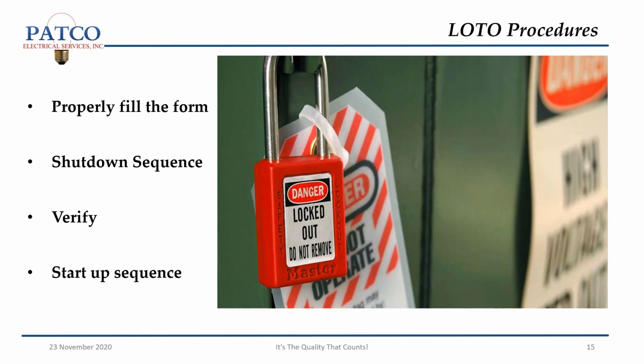Lockout tagout procedures. First and foremost, make sure you properly fill out the form. It's part of the job. It's got to be filled out if you're doing a lockout tagout. So first, you pull up the form on the iPad. You put your work order in, the date, time, the authorized employees that'll be working, the affected persons, the employees of the place we're working at, the location of the work, machine number if applicable, and description of work.